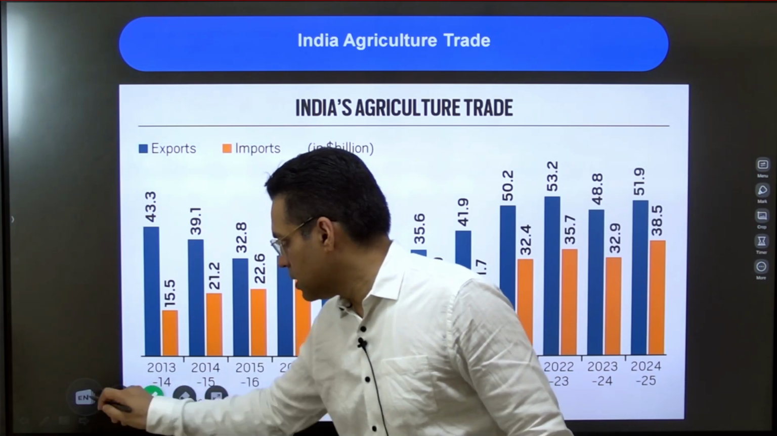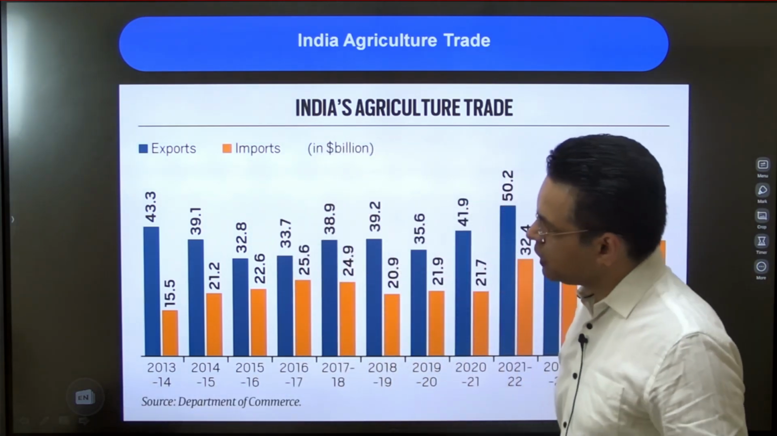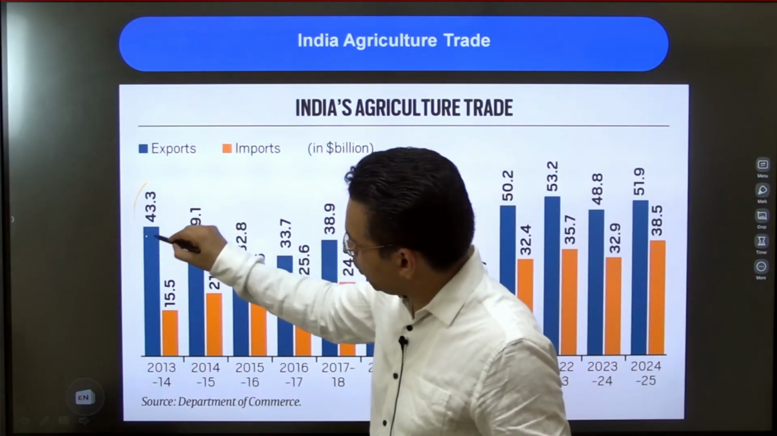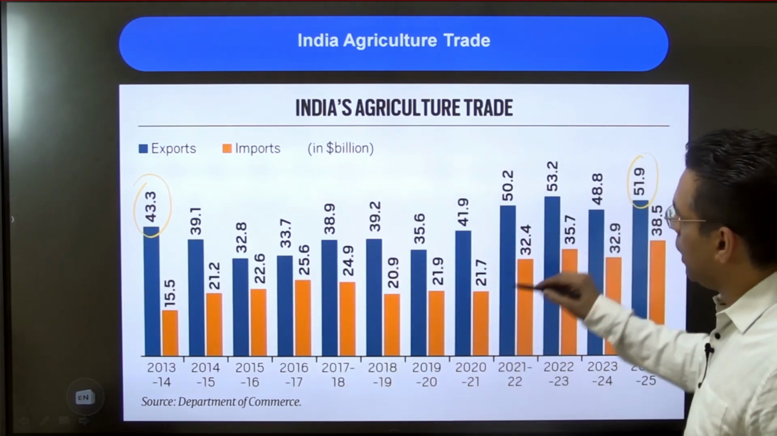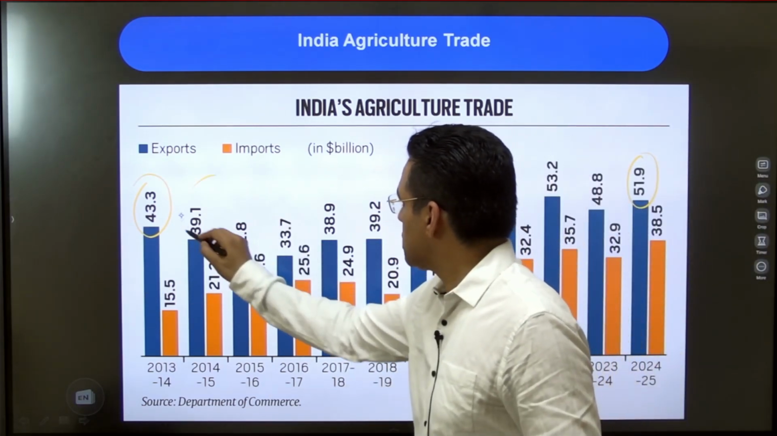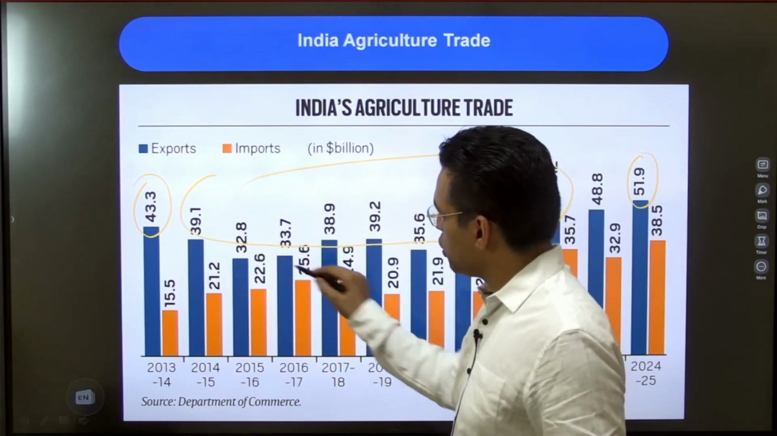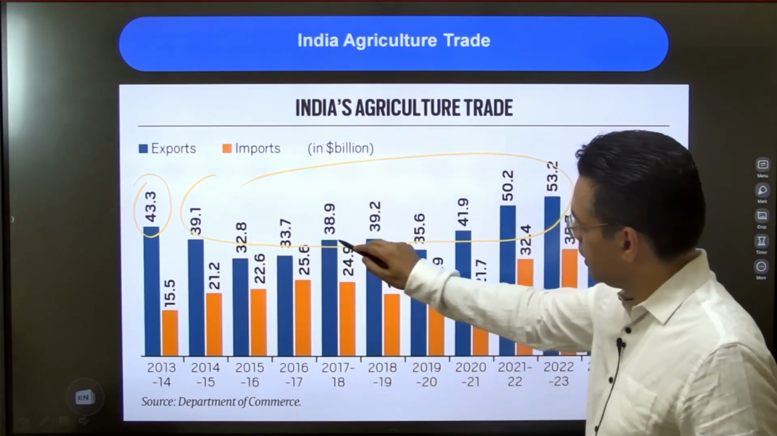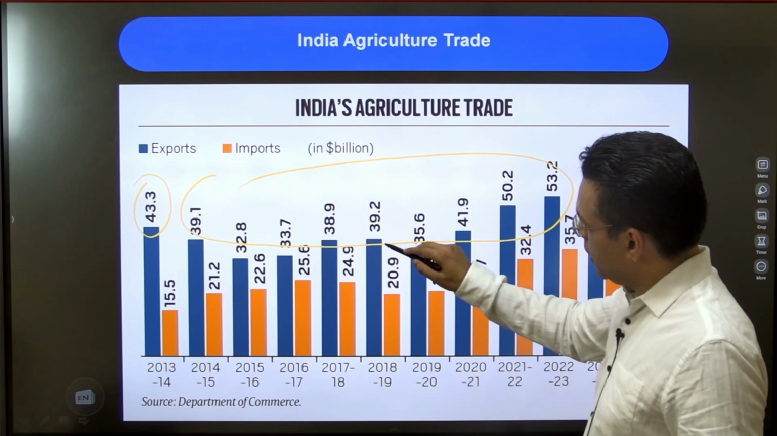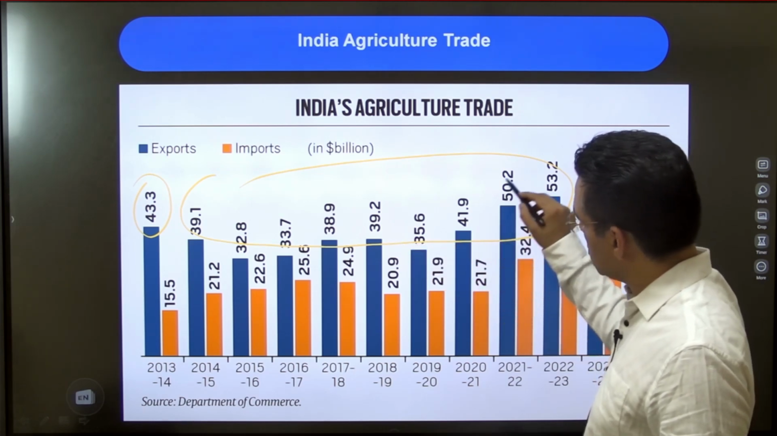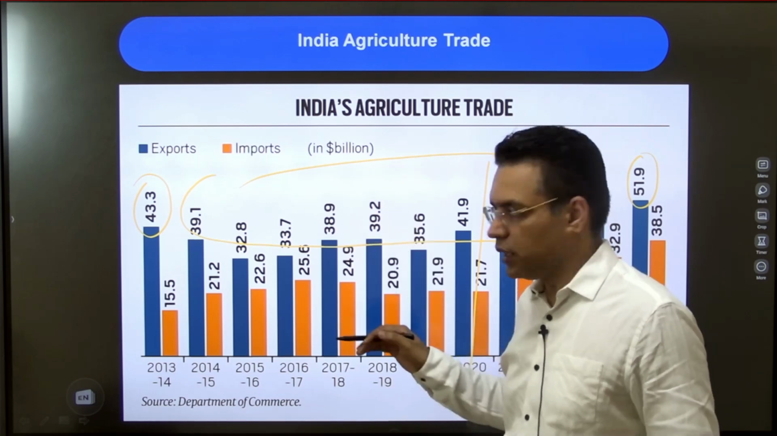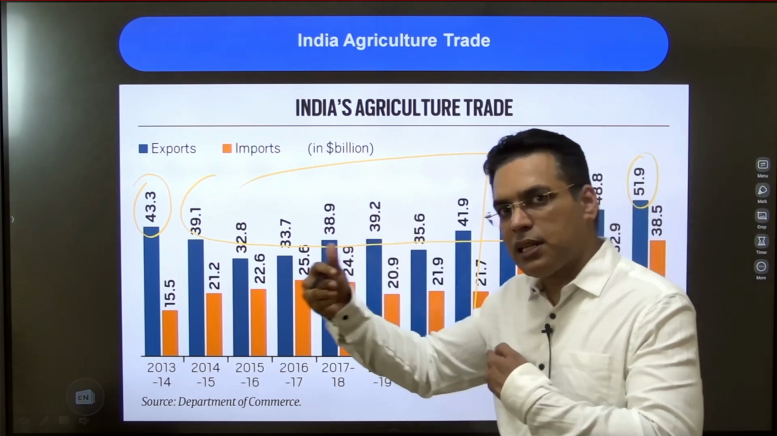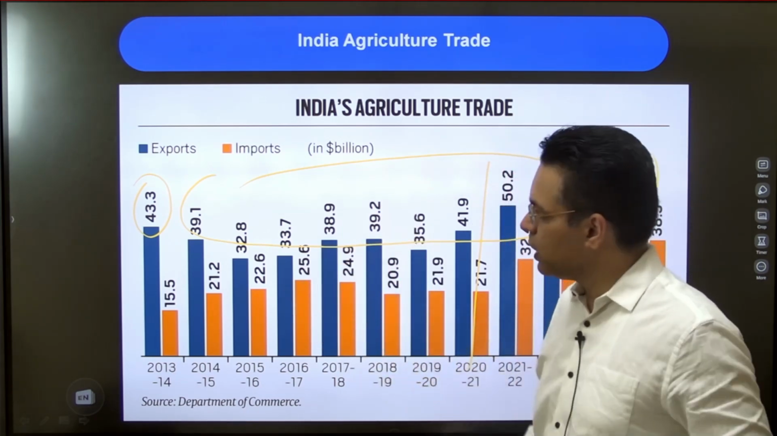This chart has come from the Department of Commerce. You can see here that India's agriculture exports were 43.3 and now are 51.9. It has increased, but if you see this area, there is a fluctuating trend. It decreased, increased a little, then increased, then decreased, then increased. Here also there is a lot of fluctuation, increasing and decreasing. So on average, the exports are not steadily rising.